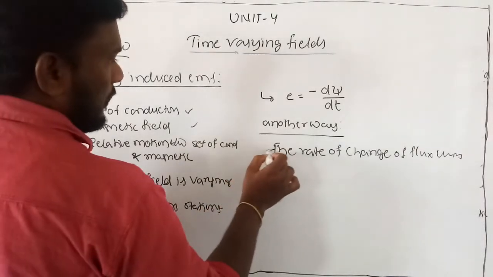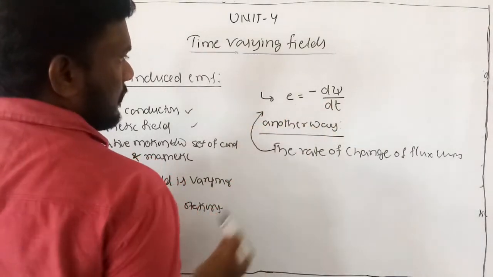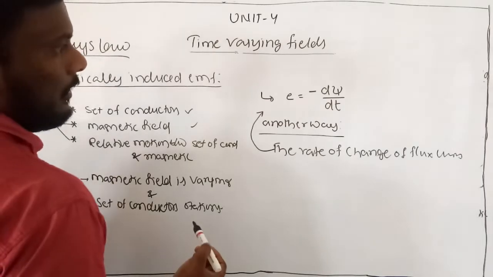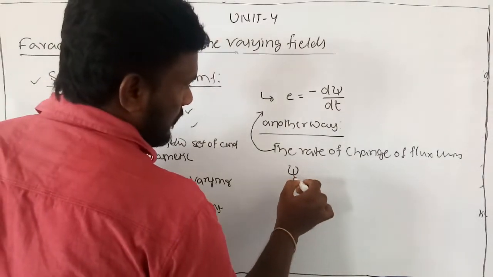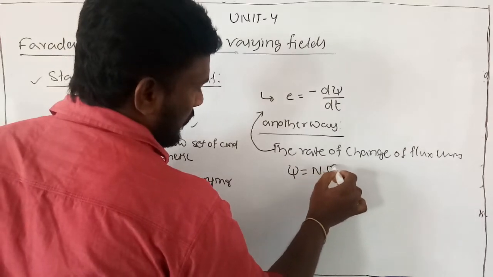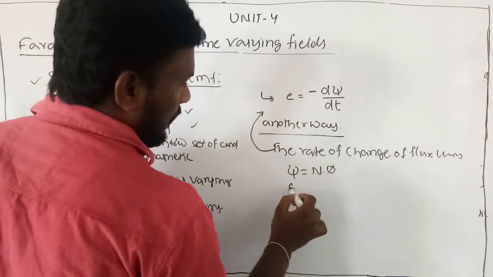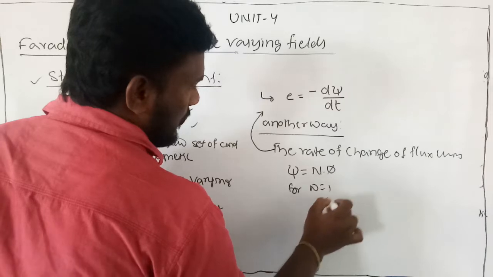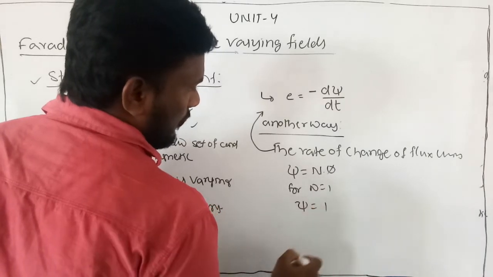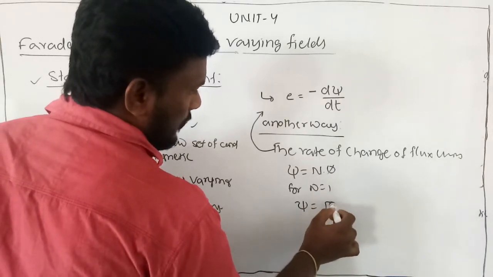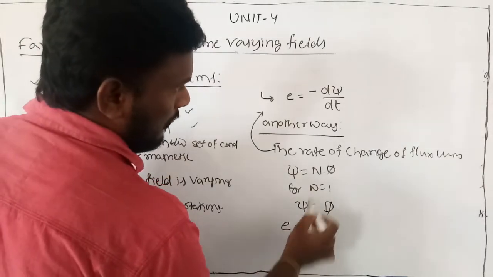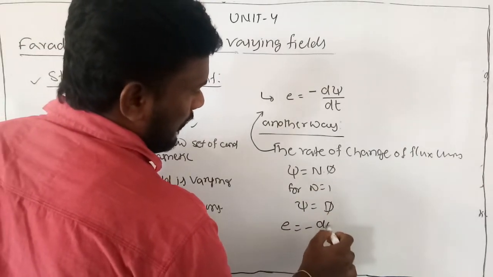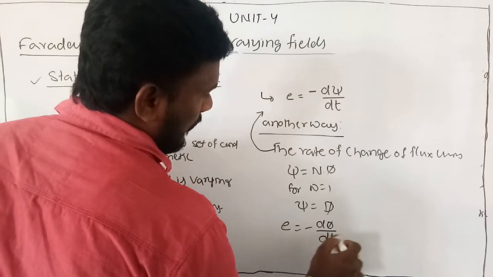So that is mathematically written like this: E is equal to minus d psi by dt, where psi is equal to the number of turns times flux. So for one turn, for n equal to 1, psi is equal to 1 times phi, so psi is equal to phi. If you substitute that in the above expression, E is minus d phi by dt.